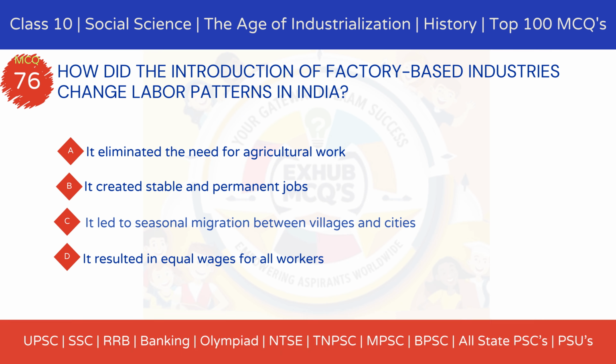MCQ 76. How did the introduction of factory-based industries change labor patterns in India? Option A. It eliminated the need for agricultural work. Option B. It created stable and permanent jobs. Option C. It led to seasonal migration between villages and cities. Option D. It resulted in equal wages for all workers.